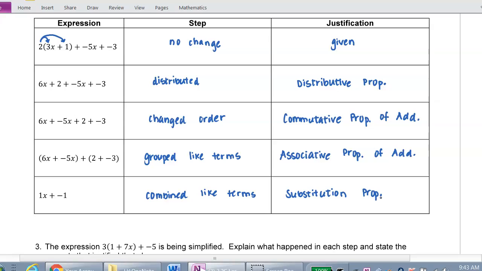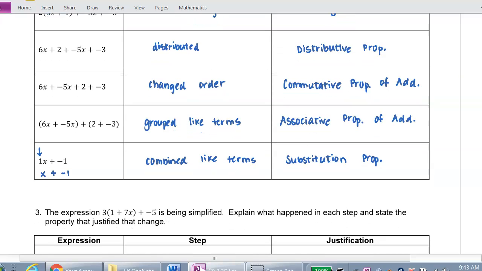Now, notice that they left the answer as 1x plus negative 1, but we know that in a final answer, having that coefficient of 1 is not simplest form. And so I'm just going to note down here that simplest form would be x plus negative 1. We want to make sure that we simplify on our test next week so that we don't get marked down for leaving that coefficient of 1 in there.